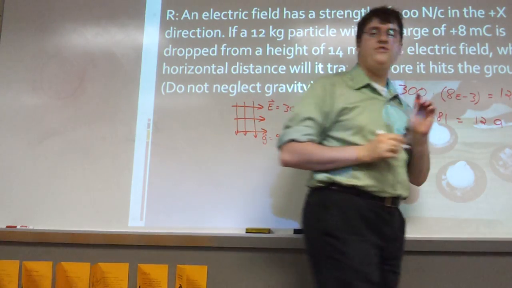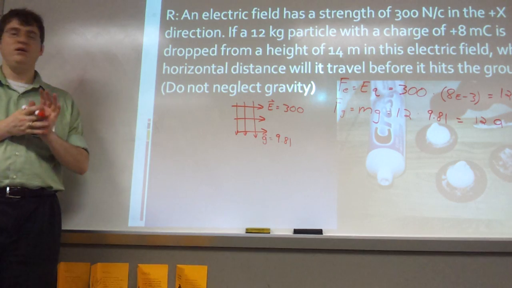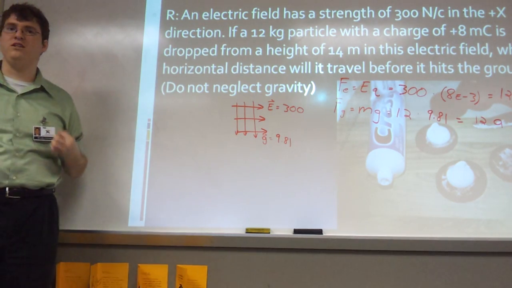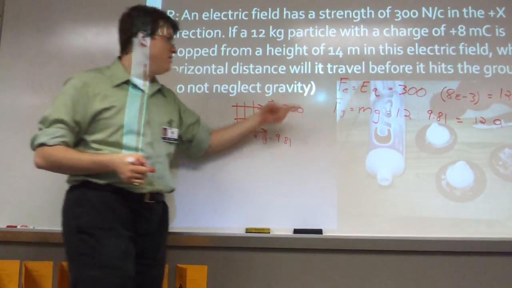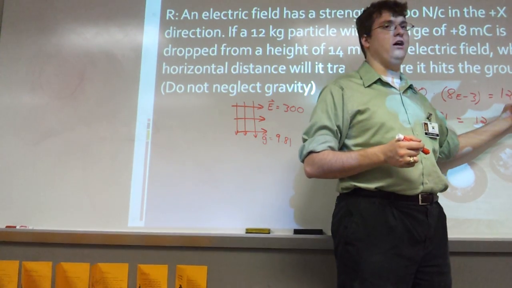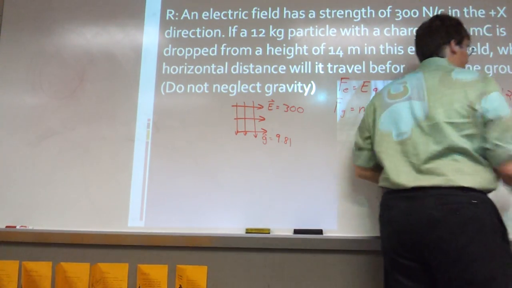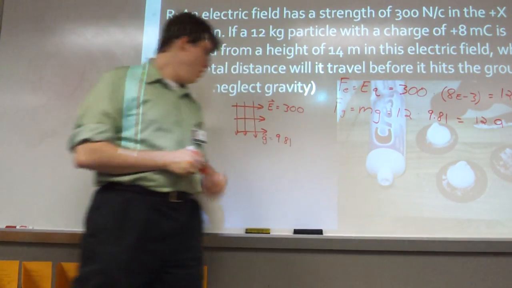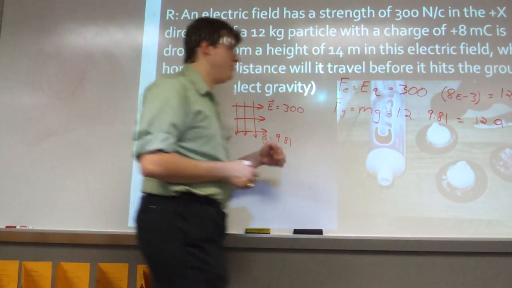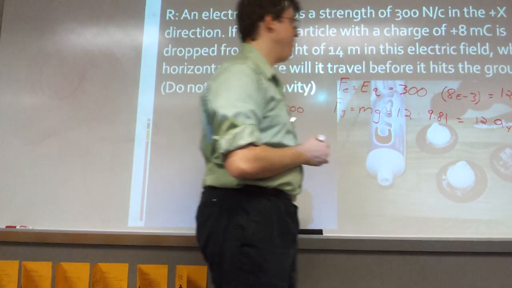Now, one thing to notice, okay? What is the direction of the electric force? To the right, right? We have a positive particle. Positive particles go in the direction of the electric field. So the electric force is going to the right, okay? So the acceleration caused by it is totally in the x direction. Which way does the gravitational force go? Down. So the acceleration from the gravitational force is totally in the y direction.